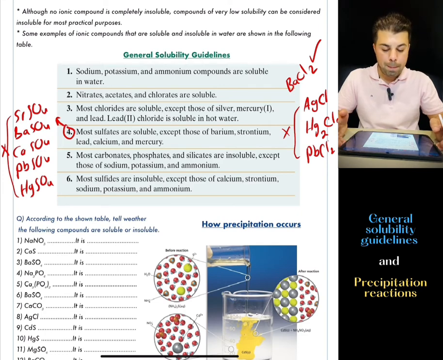Rule number 5: Most carbonates, phosphates and silicates are insoluble except those of sodium, potassium, ammonium, or the cations of rule number 1.